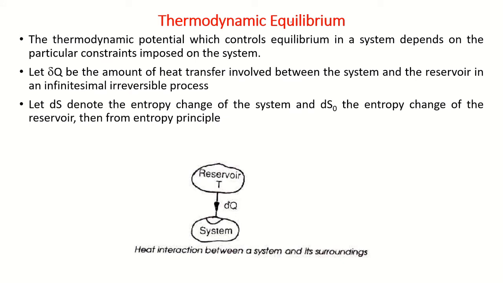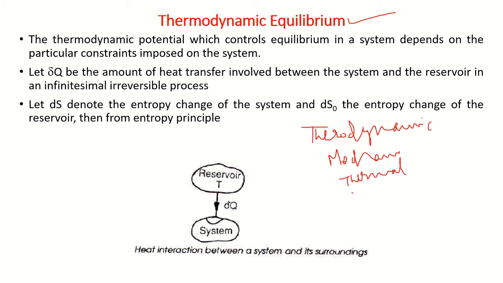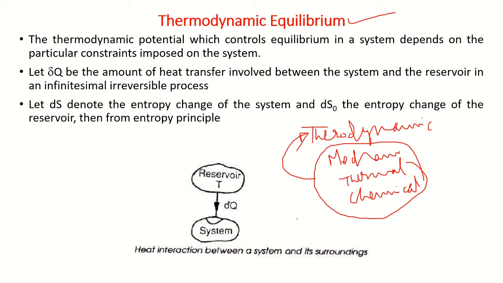Okay, let us study now thermodynamic equilibrium. Earlier I had explained that for thermodynamic equilibrium to happen, there should be mechanical equilibrium, there should be thermal equilibrium, and there should be chemical equilibrium. When all these three equilibria are satisfied, then the system will be in thermodynamic equilibrium. Let us establish conditions for equilibrium.